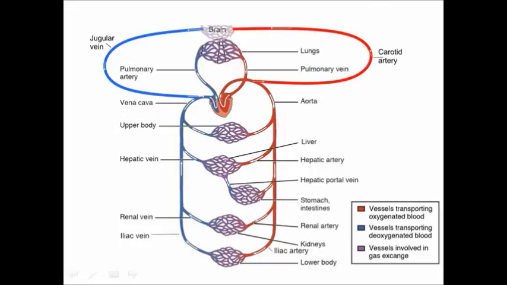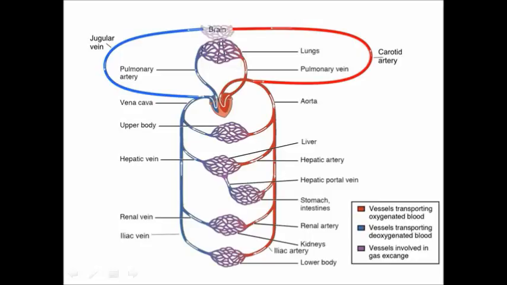This is a more detailed diagram of the layout of the human system. It's obviously nowhere near complete, but it does give some of the main blood vessels. The blood vessels conveying oxygenated blood around the body and from the lungs are coloured red, and the blood vessels returning blood to the heart are coloured blue.